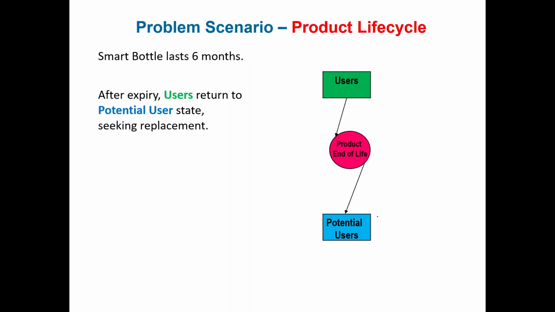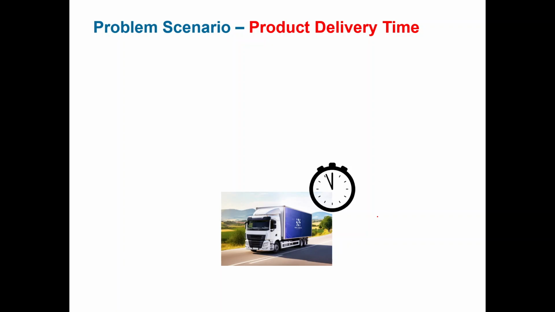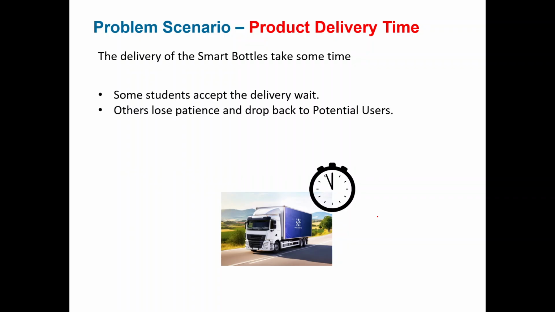Another very critical aspect of product adoption is the product delivery time. Obviously, like all the products in this world, the delivery of this smart bottle will take some time, and some of the students would happily wait for this product to be delivered, while others might lose their patience, and then they cancel their idea of purchasing the product. So this is a brief scenario of this problem.